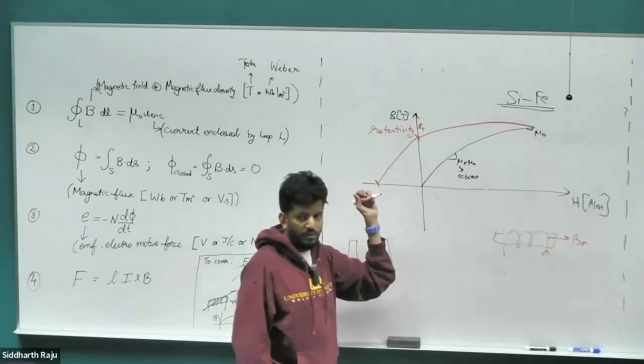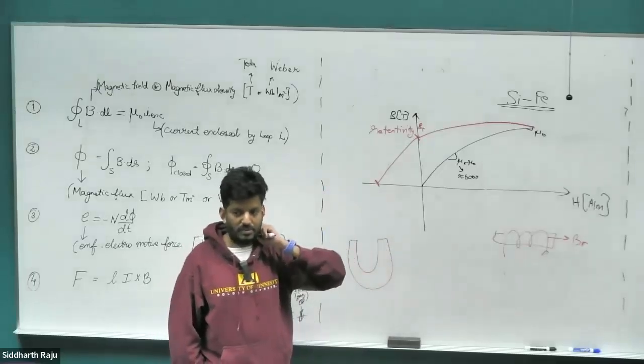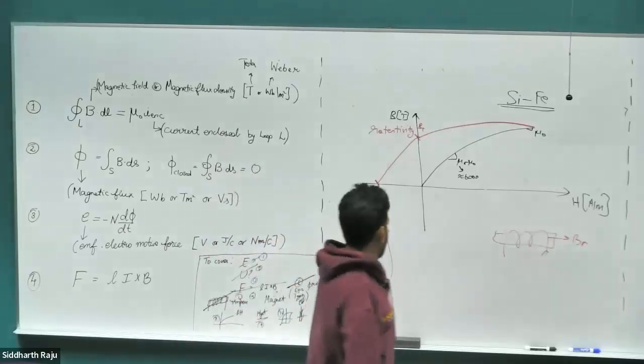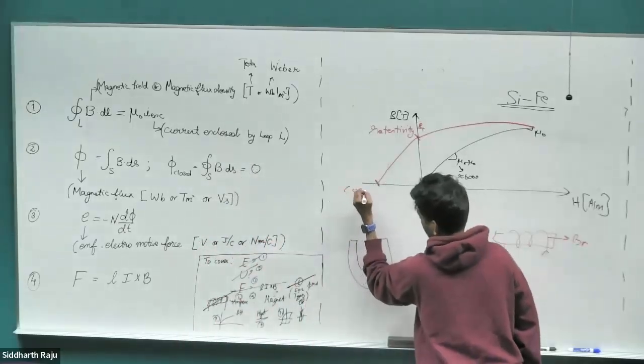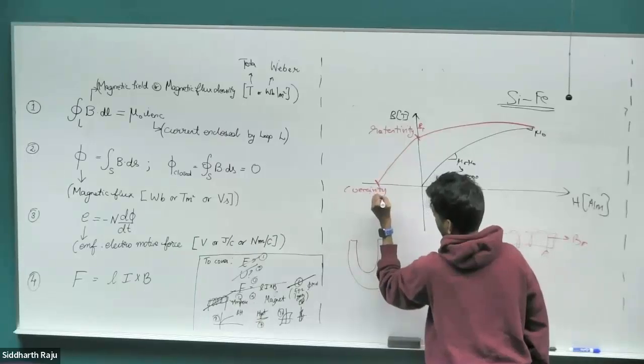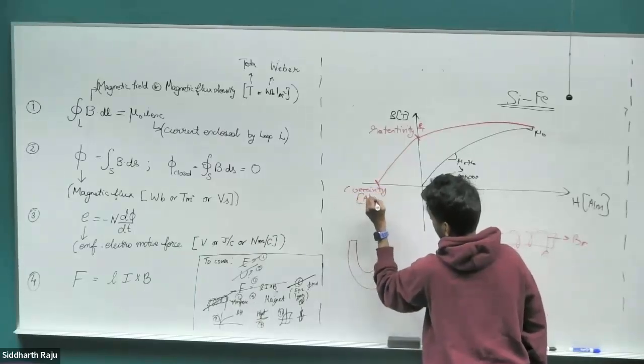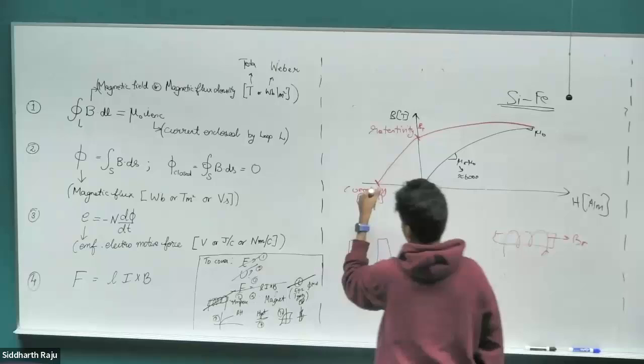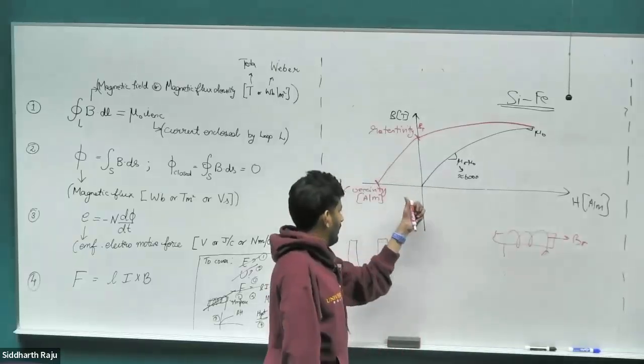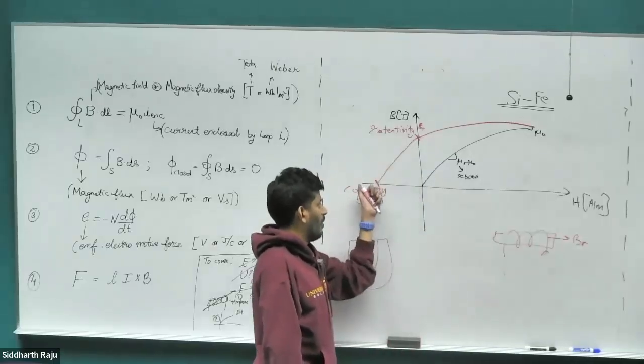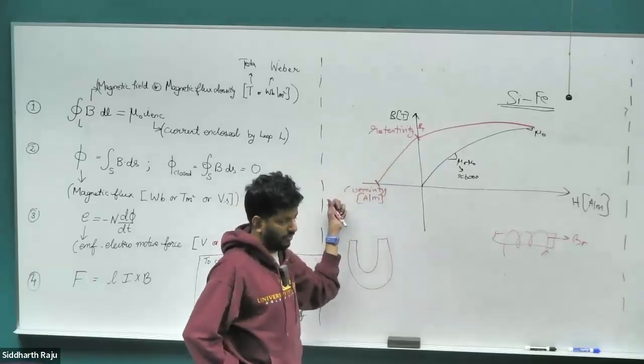Anybody know what this point of intersection is? One is retentivity, the other one is coercivity. It will have a negative value. So you basically need to put some negative amount of current to knock them all so that the B field of the material comes back to zero.